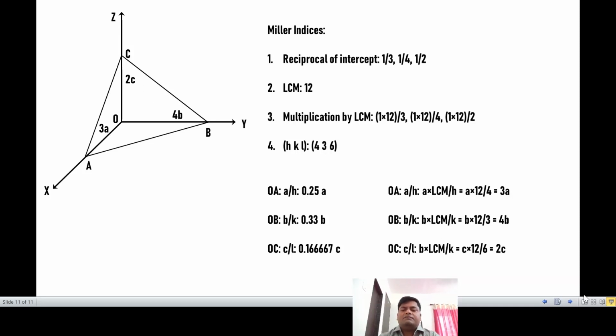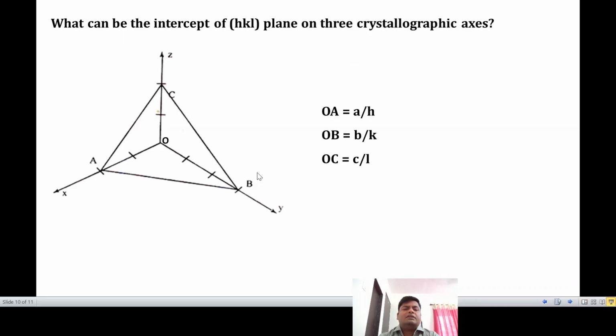So the intercepts OA, OB, OC will be the ratio of the unit translation vector to the Miller index. But we have to understand that in all these ratios, the LCM is a common factor that we have not considered. So this will be the final relation between the intercepts, Miller indices and the unit translation vectors. And this relation is very useful in our next points also.